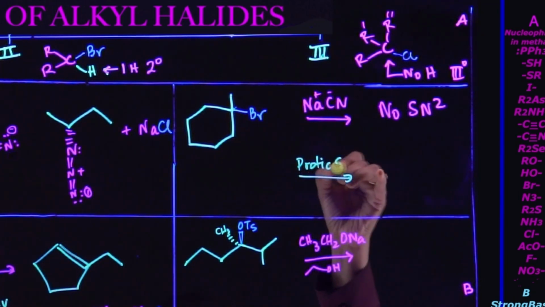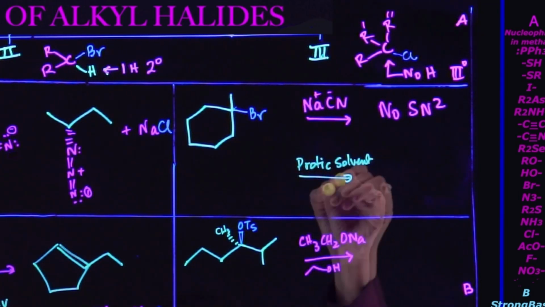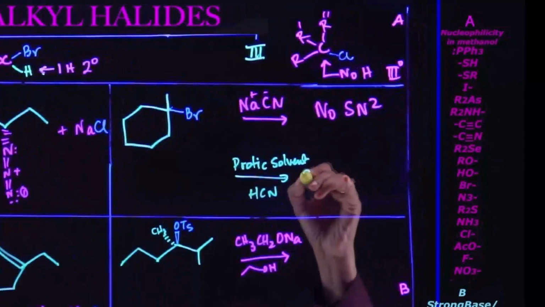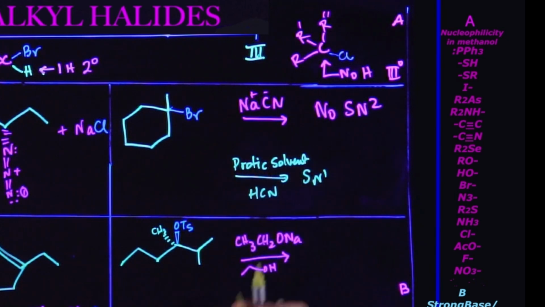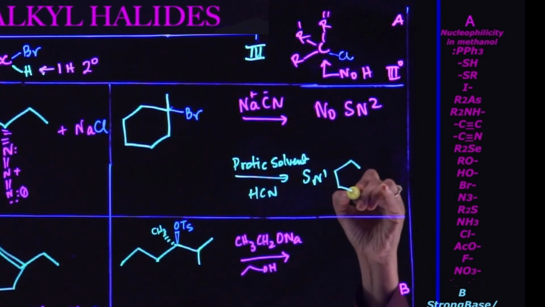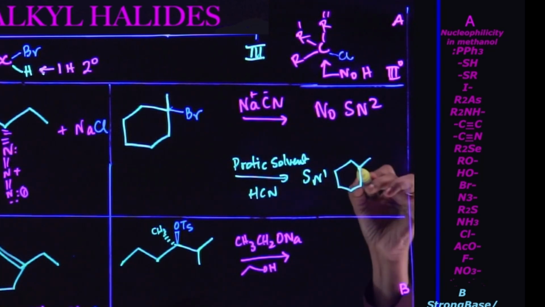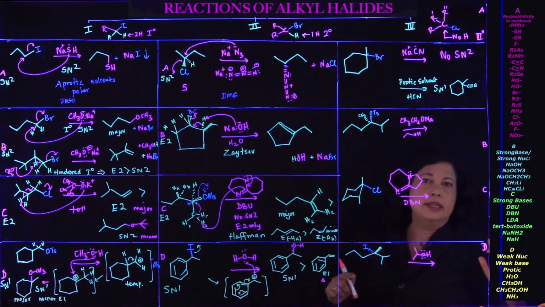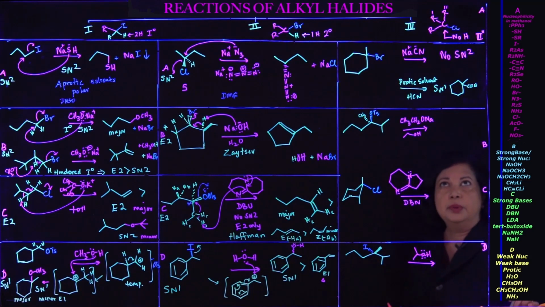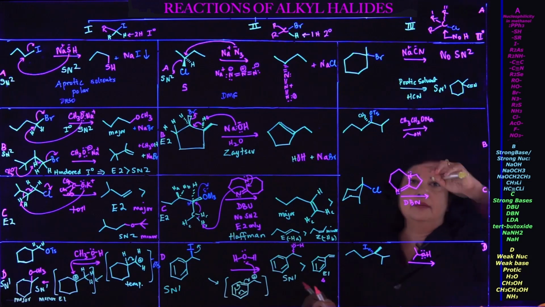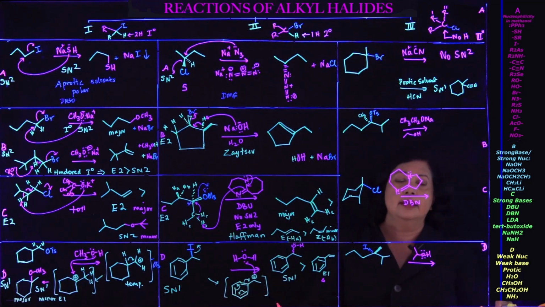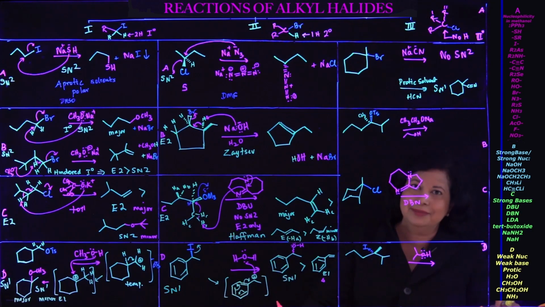nice protic solvent, let's say you have HCN, then you can have SN1, and that would give you a carbocation, and you could then do a SN1. Okay, and put your cyanide right here. So always consider that possibility if you're in a protic solvent and you have like an acid or something that can ionize an alkyl halide.